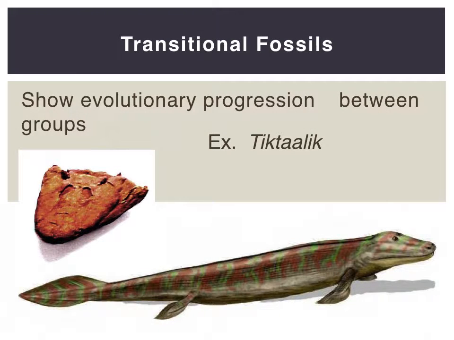We can look at transitional fossils, and these are fossils or organisms that show the intermediate states between an ancestral form and that of its descendants. There are a bunch of different examples of transitional forms in the fossil record, including this one here, the Tiktaalik. So we are able to see the evolutionary progression between groups of different animals.